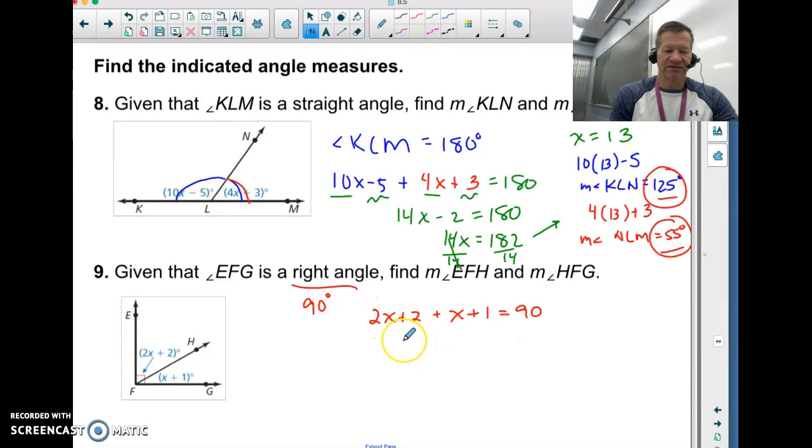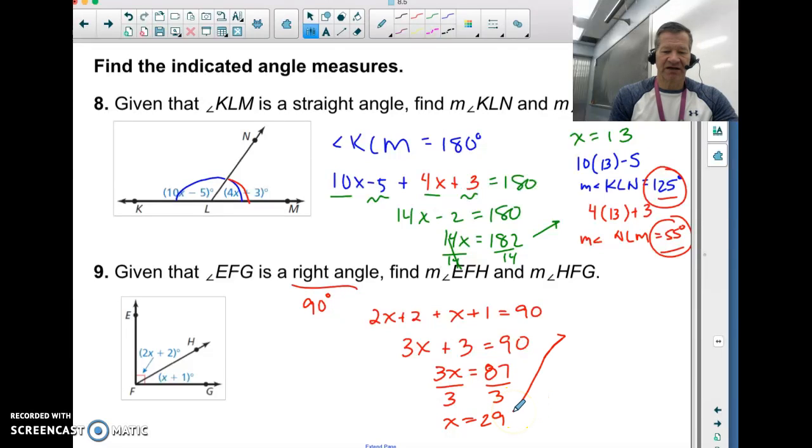Add 2x and x, we get 3x. Add 2 and 1, we get 3. And that should equal 90. Subtract 3 on both sides. So 3x is 90 minus 3, which is 87. And then divide both sides by 3. And again, 3 goes in nicely 29 times.